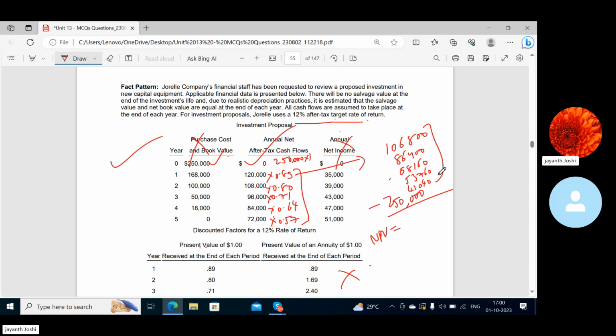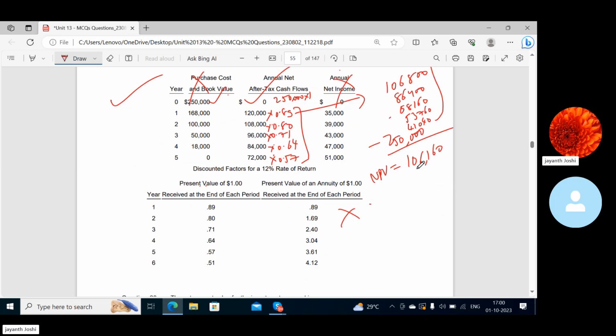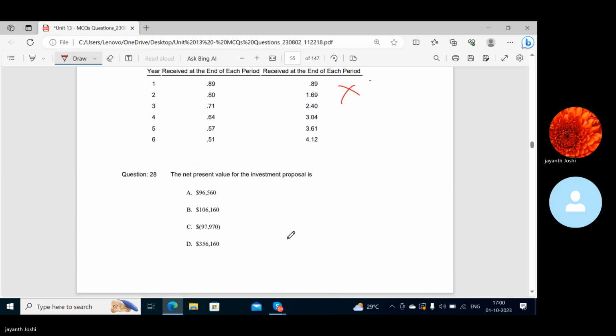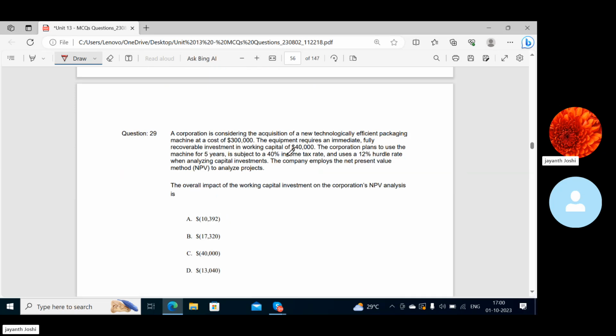3,56,160 minus 250,000 is 1,06,160. This is your NPV. Is it so? Yes, sir. So shall we move forward now? Go for the next question.